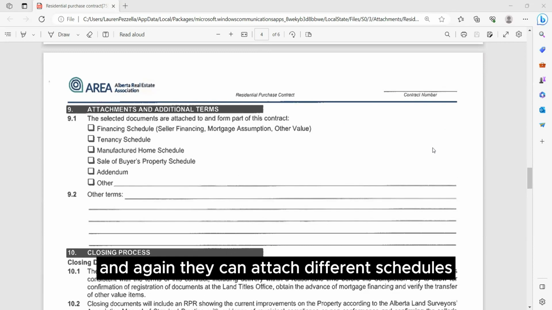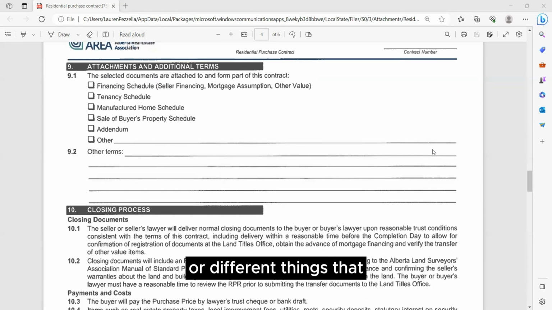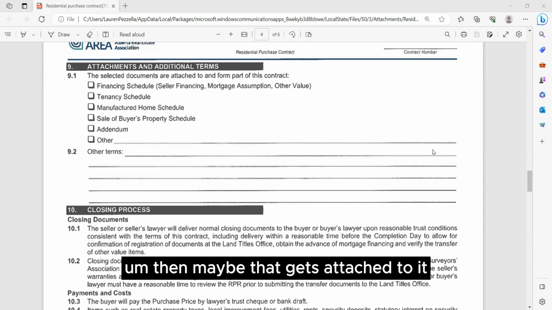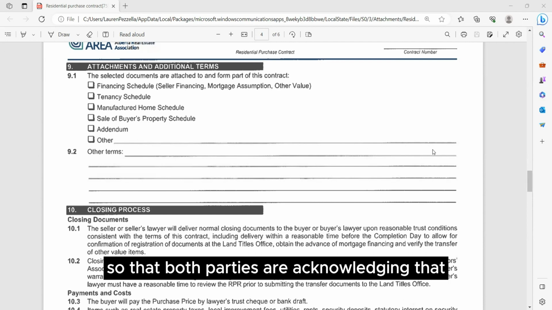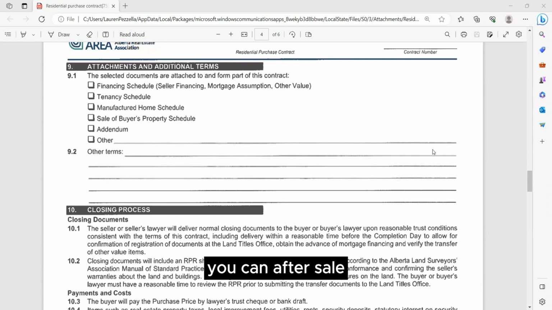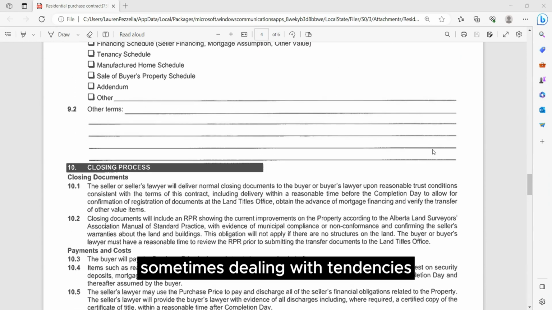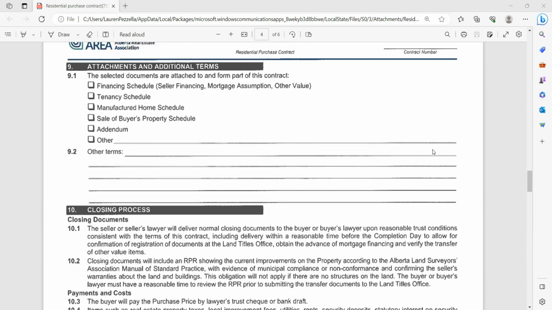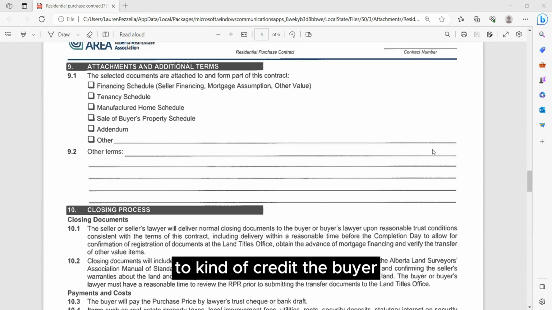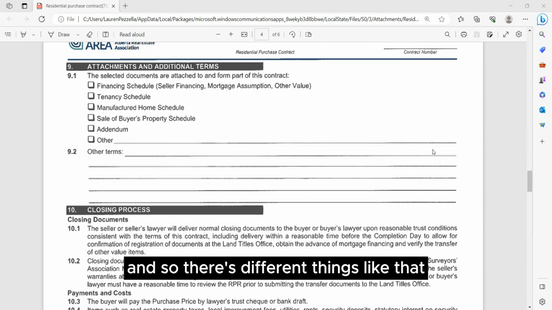And again, they can attach different schedules or other things. If there's a tenant in the property, then maybe the lease gets attached so that both parties are acknowledging that here's the lease and the tenant is going to be there for this period of time, even after the sale. Sometimes in dealing with tenancies, the payment of rent will transition a couple of months before, in order to credit the buyer for a certain period of time. And so there are different things like that that can happen.